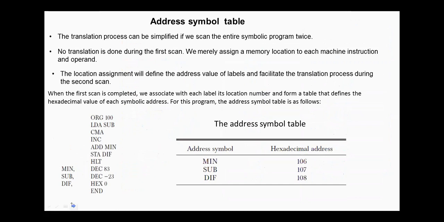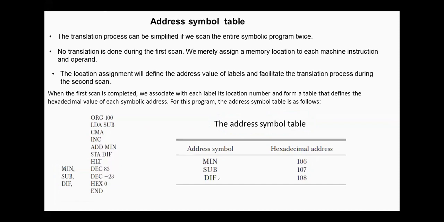Regarding the address symbol table, as I mentioned, the translation process can be simplified if we scan the entire symbolic program twice. No translation is done during the first scan. The purpose of the first scan is to obtain the address symbol table containing the address symbols along with their hexadecimal addresses. The location assignment will define the address value of labels and facilitate the translation process during the second scan.